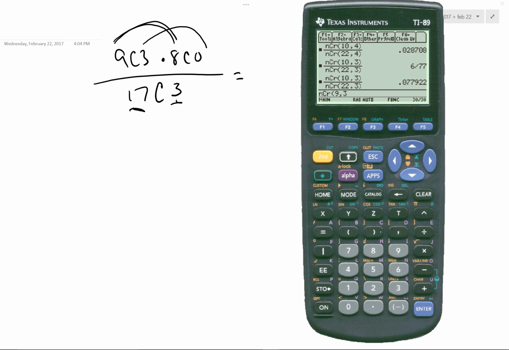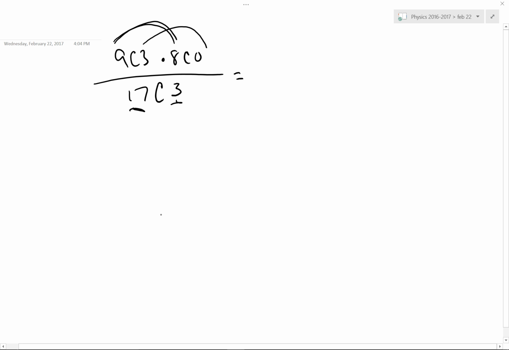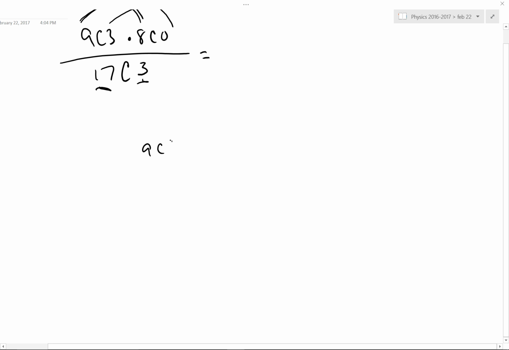So 9 choose 3, that's my numerator, and then my denominator is 17 choose 3, and then it's just 84 divided by 680 there, diamond enter, and it gets you 0.123529. Okay, and that should be your answer. Okay, hope that helps.